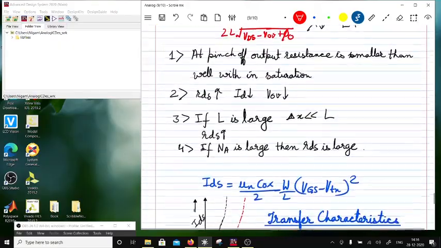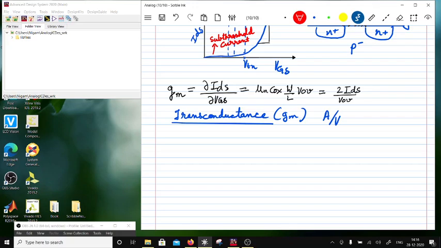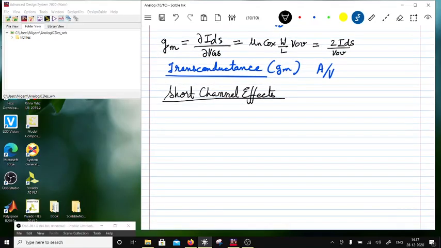Okay, so this is the output characteristics. Now, if the channel length becomes very small, you start seeing what is called the short channel effects, right? So I am going to cover that in the next lecture. So we have something called short channel effects. Okay, 6 or 7 of these effects are there, which we are going to cover in the next tutorial. So I'm going to stop here for now.